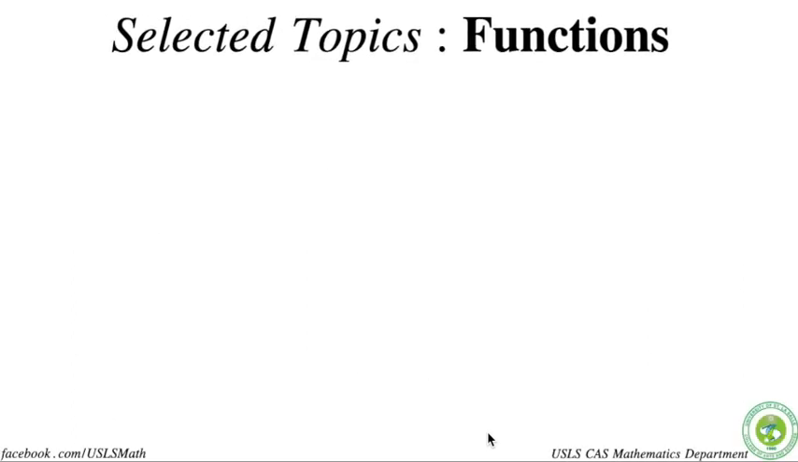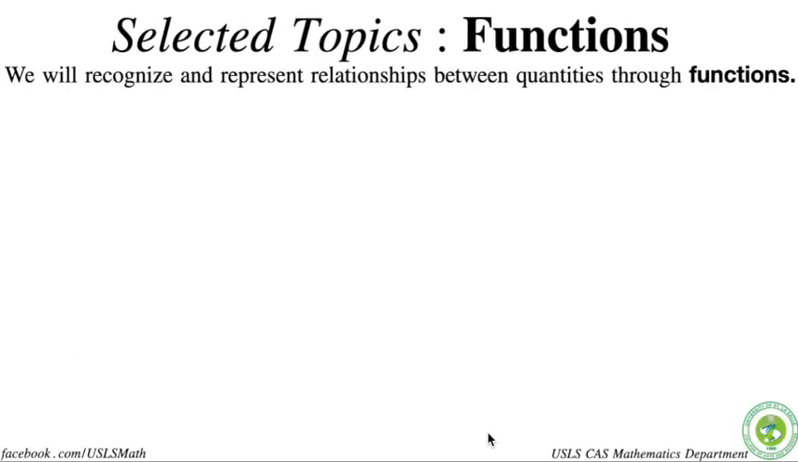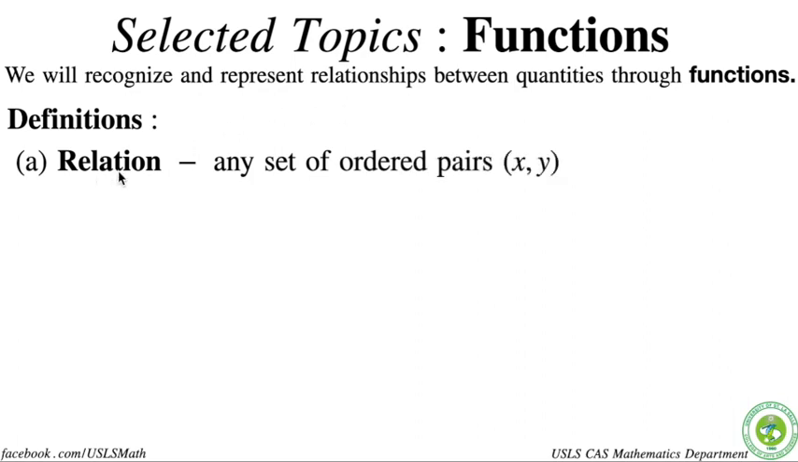So in this video, we will recognize and represent relationships between quantities through functions. So first up, we'll start with definitions. Definitions that will lead us to functions in the end. So first in our definitions list is relation. A relation is any set of ordered pairs, x and y. Okay, that is a set. Any set of ordered pairs, simply x and y.